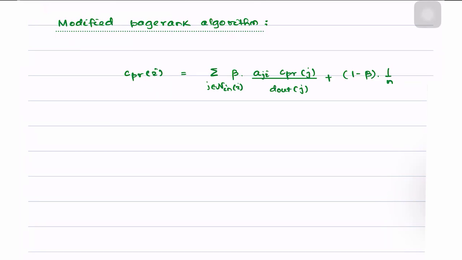Now the introduction of the second term, 1 minus beta times 1 by n, allows us to overcome the issue of the rank sinks. It will not happen that the ranks of all of the nodes get accumulated over sinks, because now we see that every time a certain rank is assigned to these non-rank sink nodes as well. Hence, the choice of the second term allows for an exploratory ranking protocol, wherein we now give chances to other web pages as well.